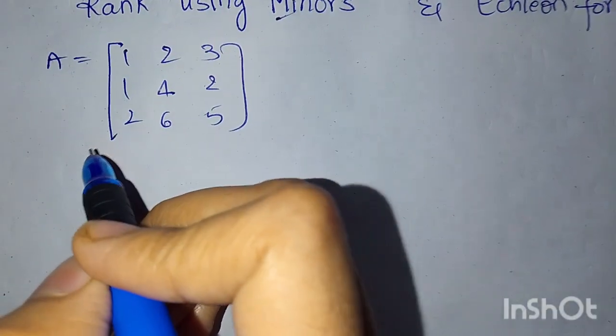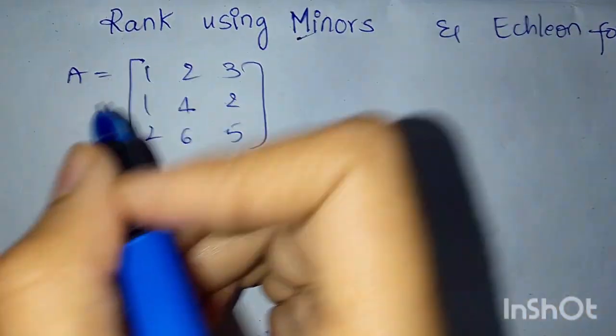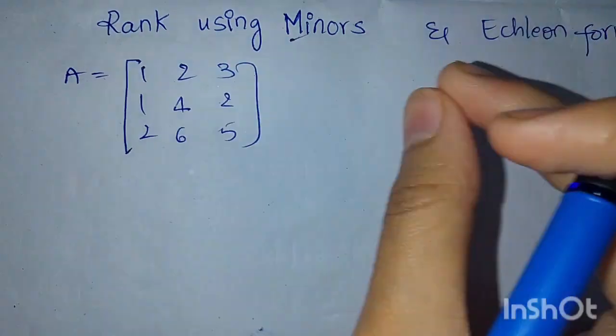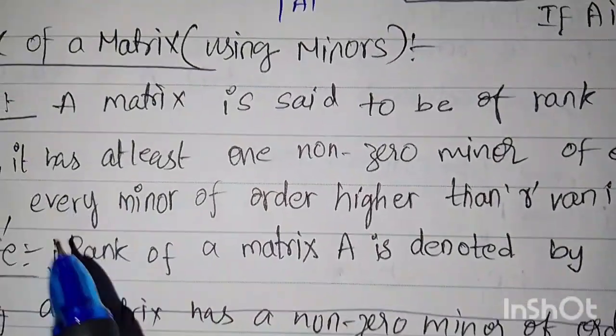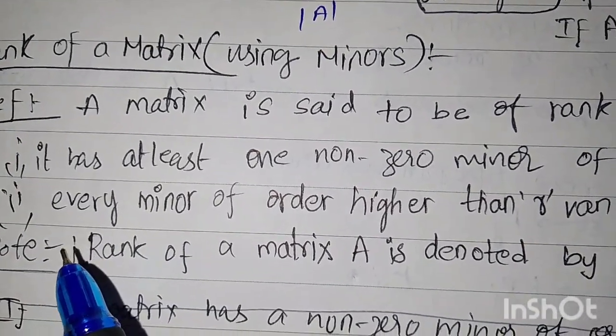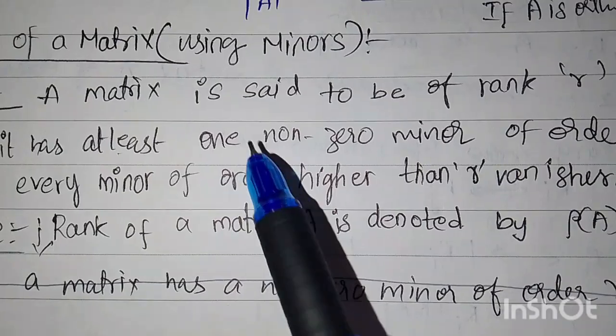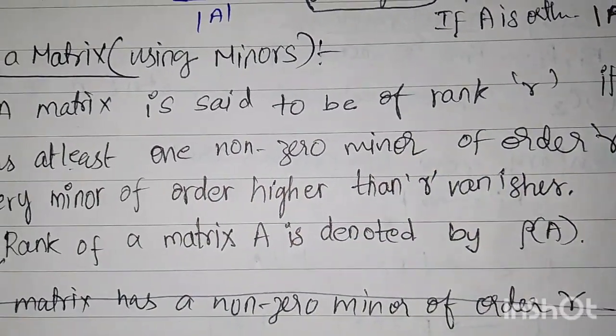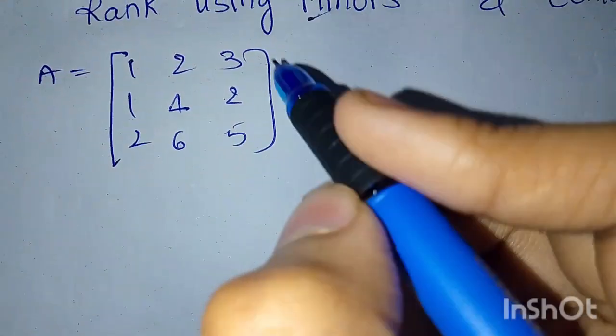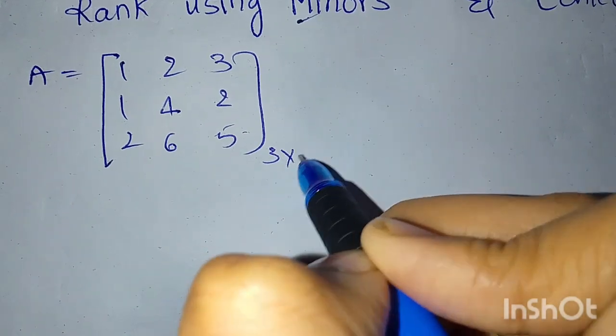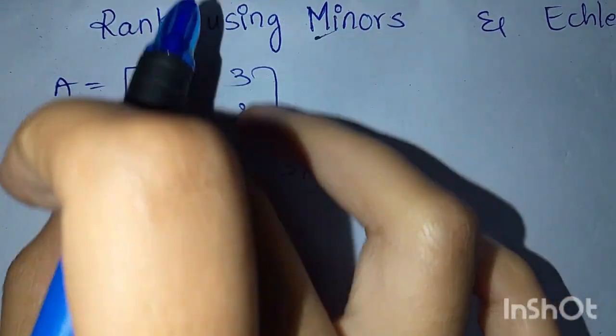Okay. So first using minors, we have the definition of the rank. A matrix is said to be of rank r if it has at least one non-zero minor of order r. So this is 3 cross 3. First we'll see for this minor.